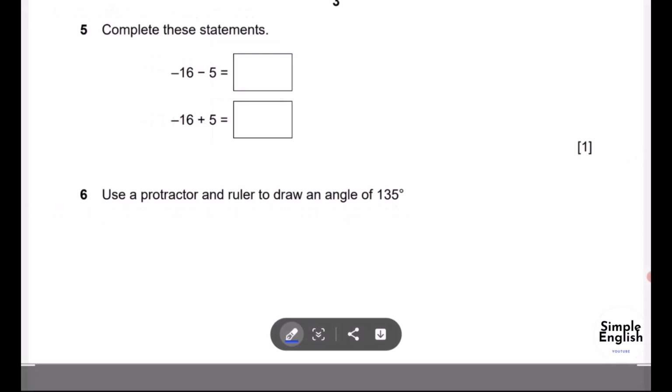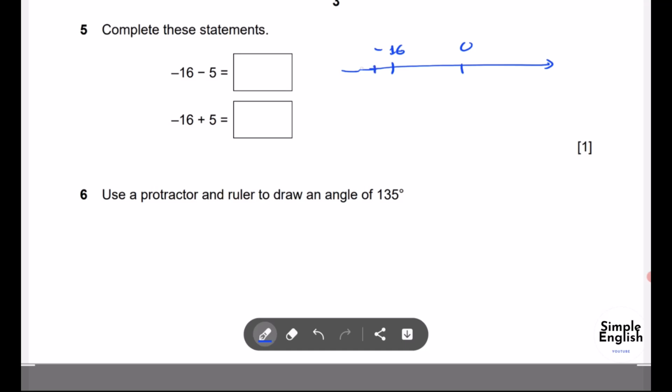Number 5, complete these statements. Negative 16 plus negative 5. Okay, remember, this is 0, and this is negative 16. This means the negative simply goes to the left. And so we plot negative 16, then negative 5, that means we need to go to the left 5 units, 1, 2, 3, 4, 5, right? It's here, it means 21. So it's negative 21.